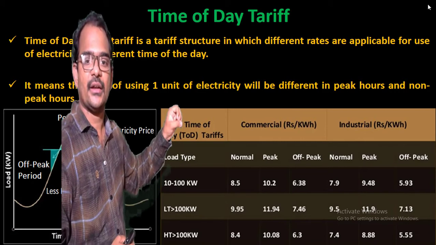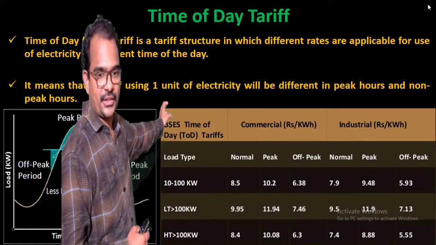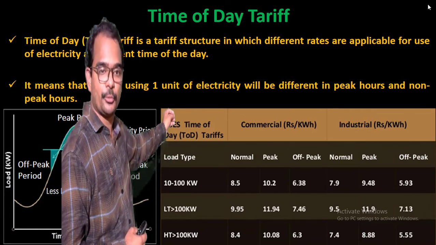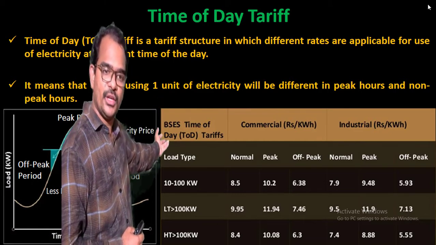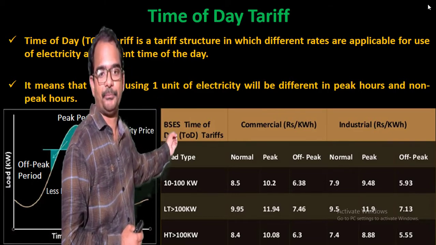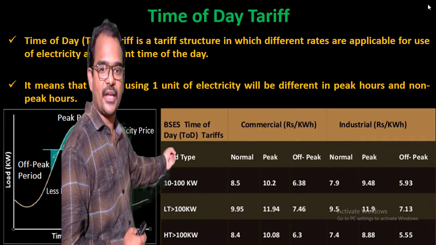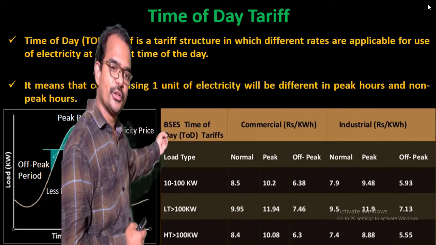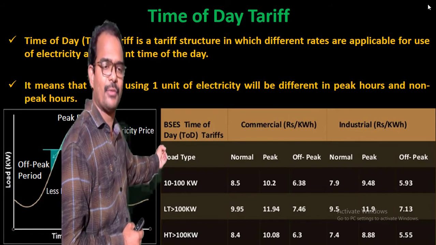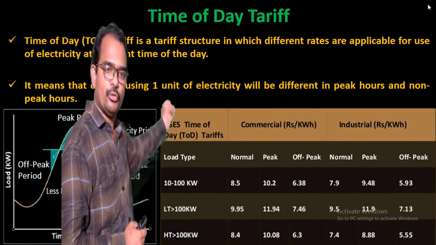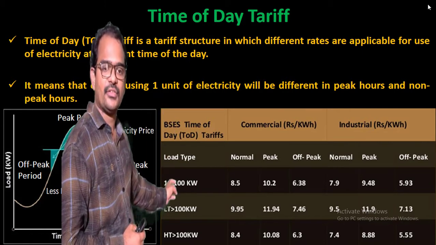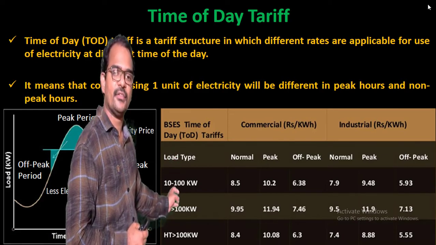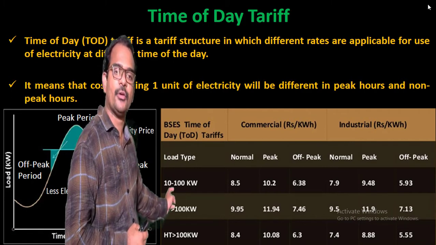For the same 10 to 100 kilowatt load type, if it is an industrial sector, normally you have to pay 7.9 rupees, but during the peak time you need to pay 9.48 rupees. During the off peak time, if you use it, you have to pay only 5.93 rupees per kilowatt hour. If you are an LT customer, the normal payment is 9.95 rupees, but if you use it during the peak period, it will be 11.9 rupees. If you use it during the off peak period, the cost you need to pay is only 7.13 rupees per kilowatt hour. If you are an HT consumer operating in the industrial area, your normal tariff is 7.4 rupees per kilowatt hour. But if you are operating in peak period, you have to pay 8.88 rupees. Whereas if you are operating in off peak period, you have to pay just 5.55 rupees per kilowatt hour.